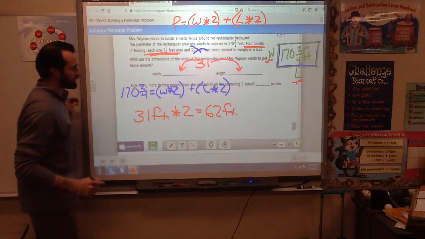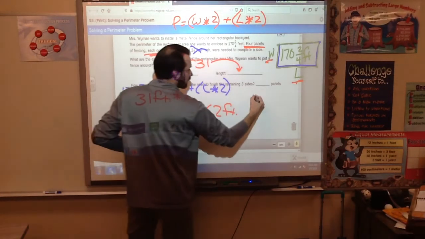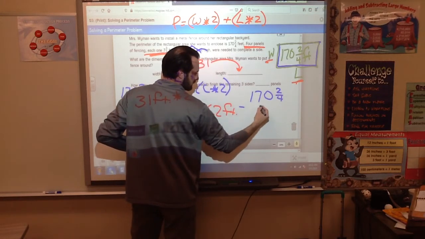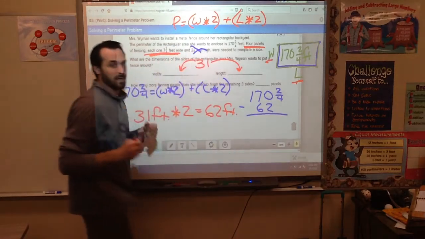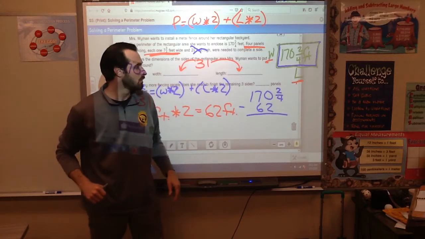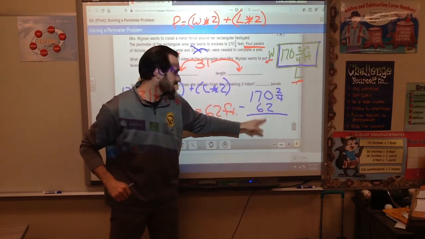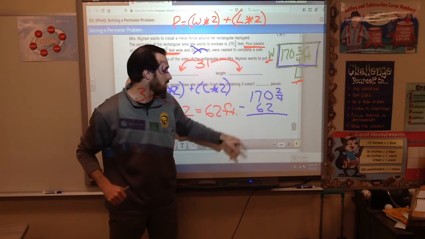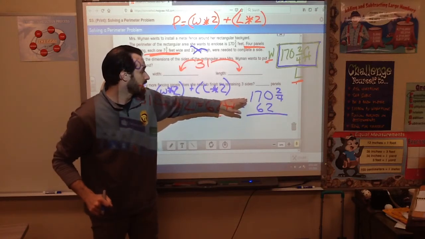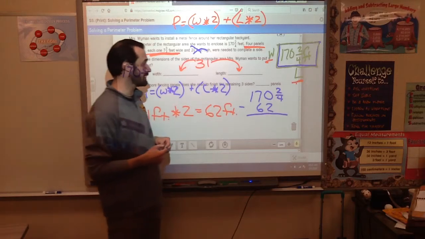So what we have to do is figure out if this is length or width. We can take this 170 and 2/4 minus 62. And what that's going to do, if what we're left with is bigger than 62, then that means this is the width. If it's less than 62, then that means this is the length. So what I want you to do, you really don't even have to worry about that 2/4. Take 170 and subtract 62. Go ahead and do that. Pause me if you need to.